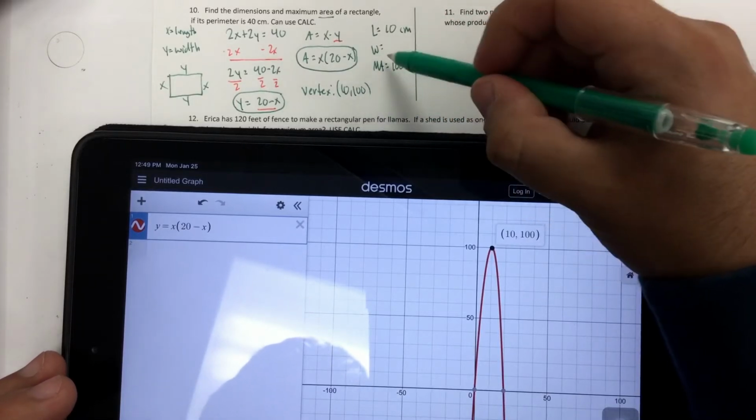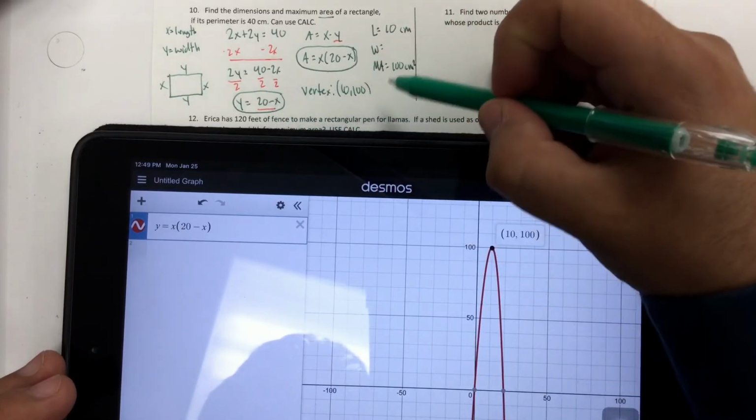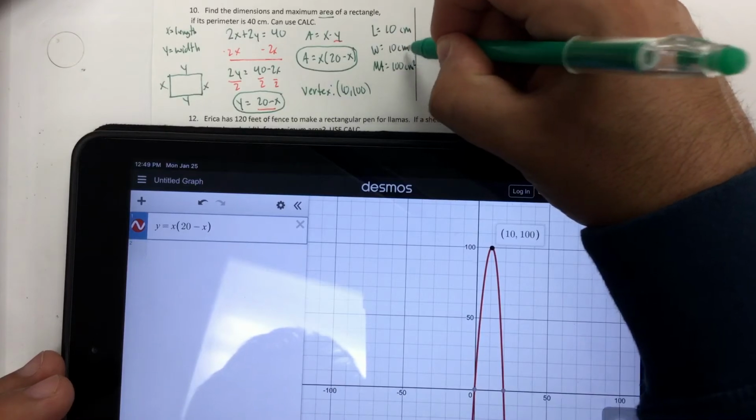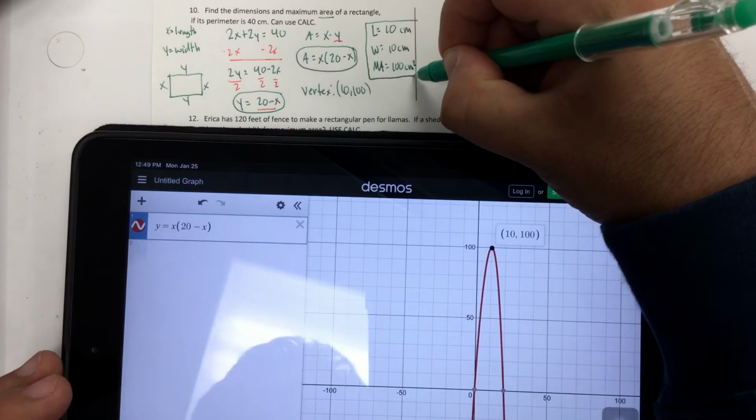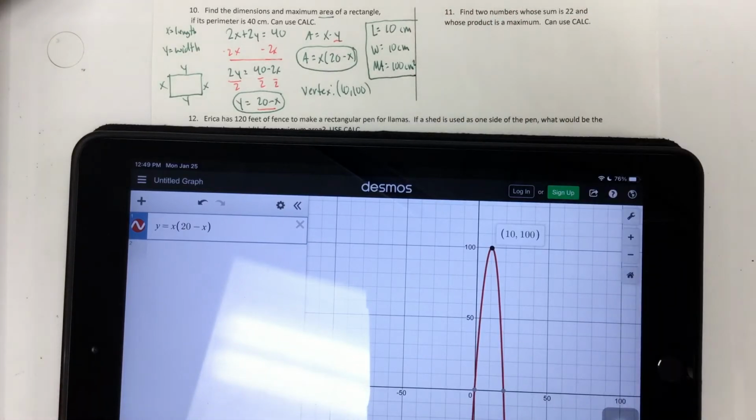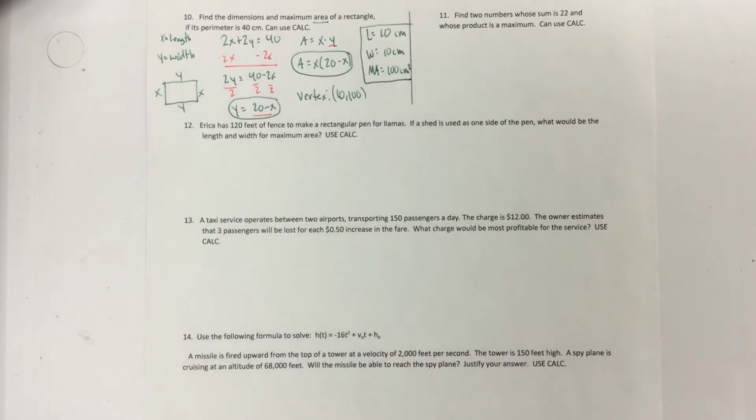And to figure out this width, we can plug it in here. 20 minus 10 is 10. Or we could have taken 100 and divided by 10 and got 10 as well. So those are my answers to the first one. All right, let's take a look at the second one here.